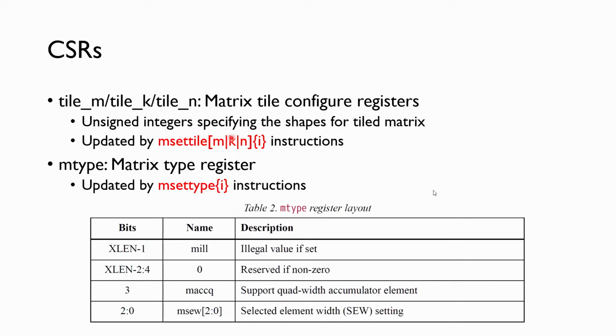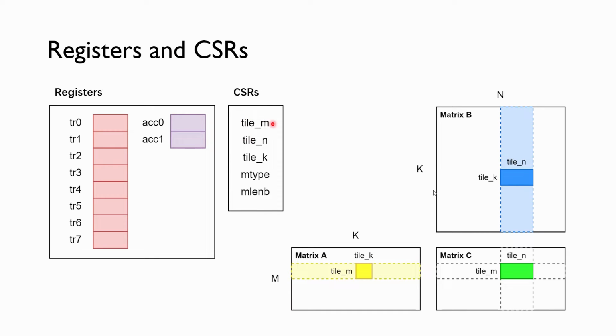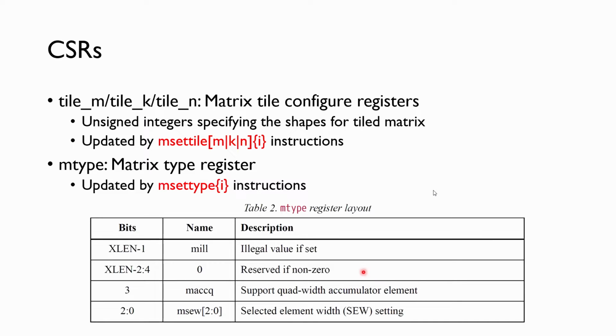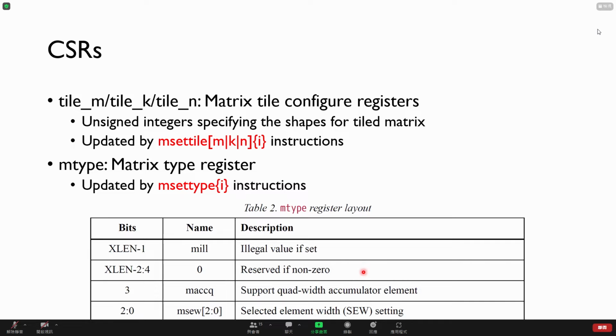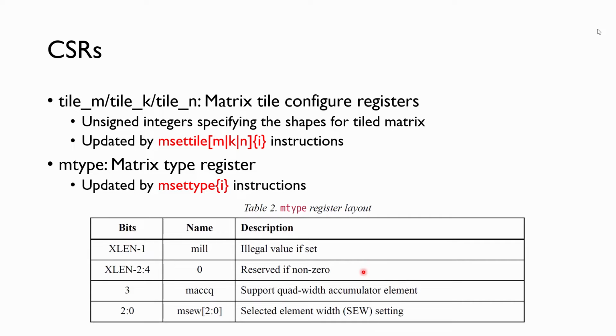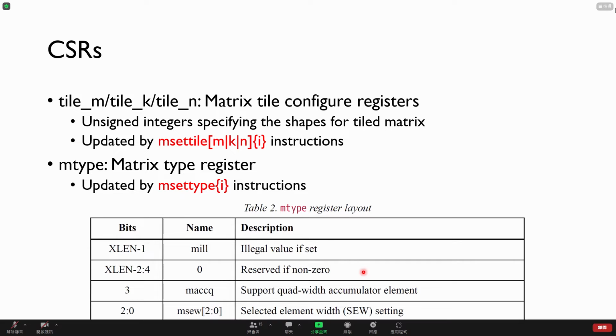About the CSRs, we add 5 unprivileged CSRs. The tile M, tile N, and tile K, as the names show, describe the shape of each tile, and they hold 32-bit wide integers specifying the shapes for the tiled matrix. These three registers are read-only CSRs and can only be updated by MSAT tile instructions.